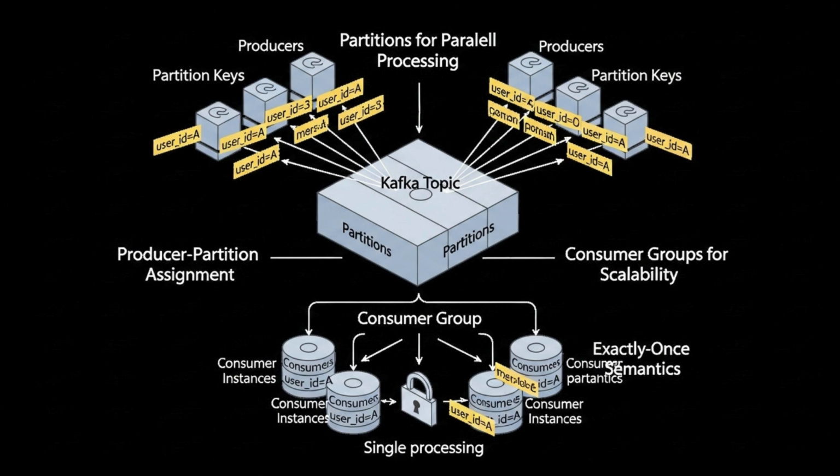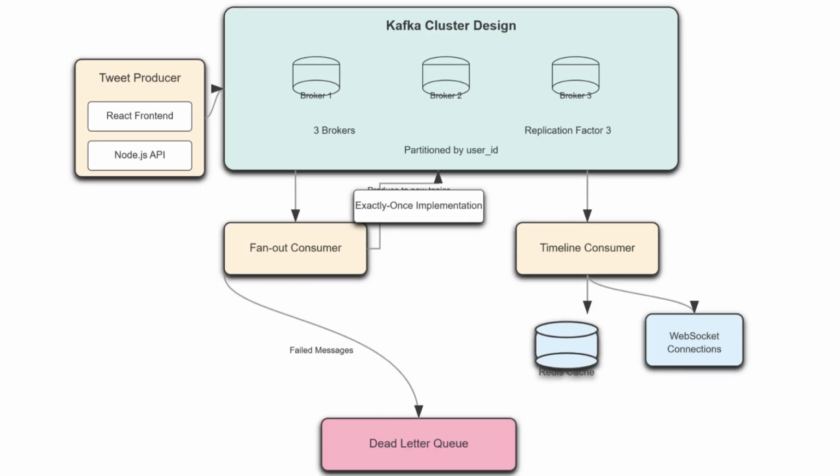Now, let's put these concepts into practice and design a production-ready Kafka architecture using our social network example. Our Kafka cluster would typically consist of 3 Kafka brokers with a replication factor of 3. This ensures fault tolerance. If one broker fails, your data is still safe and accessible. Topics would be partitioned by a hash of the user ID, distributing the load while maintaining the order of events for each specific user.